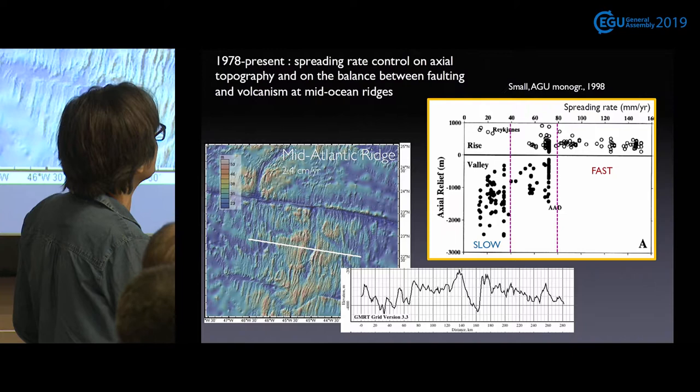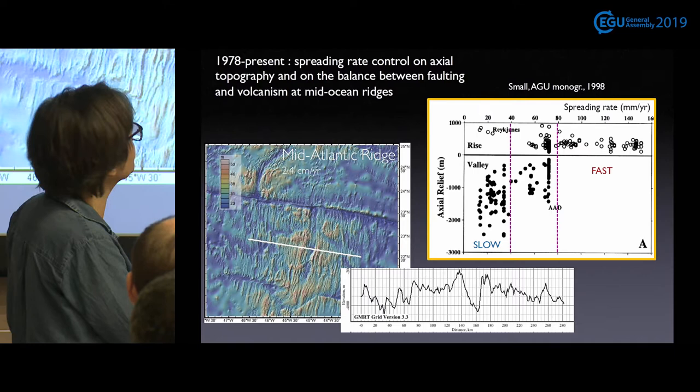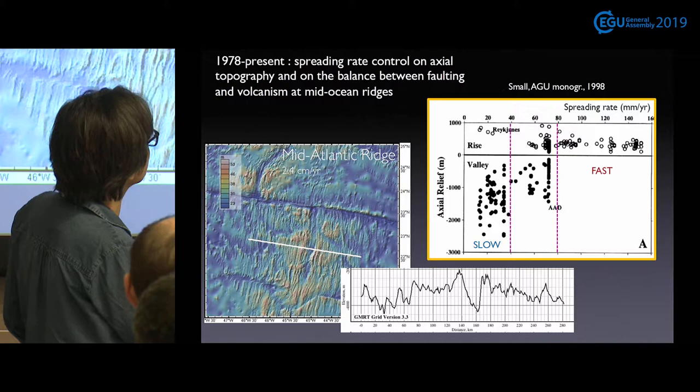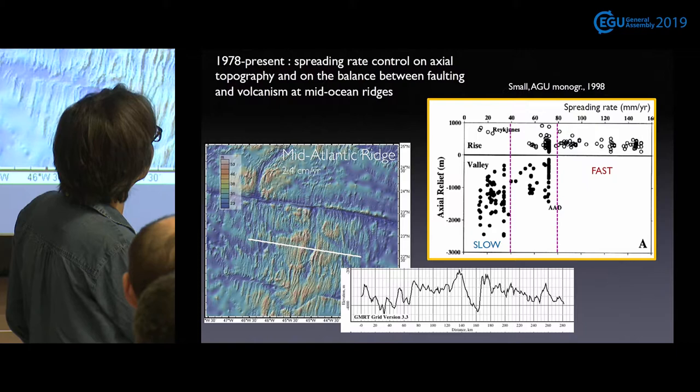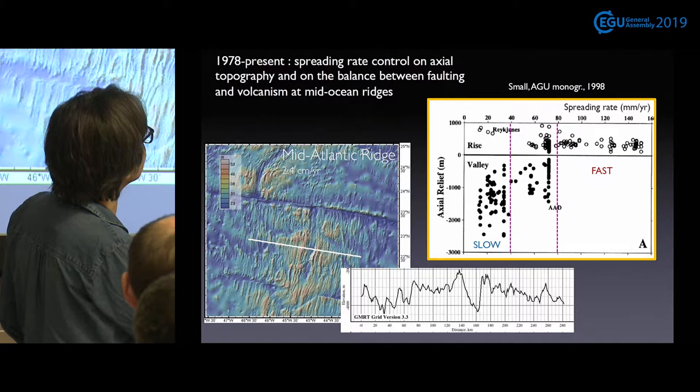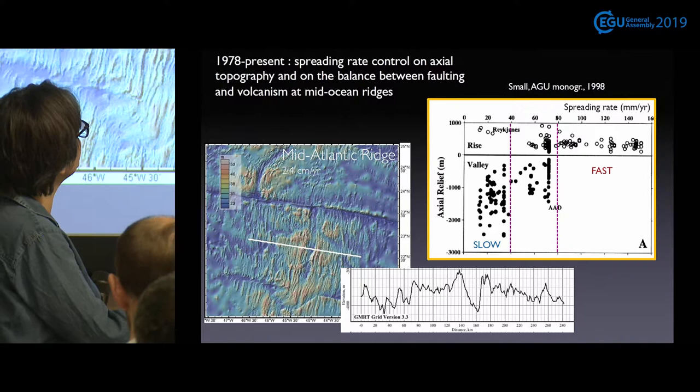If you look at ridges on present-day Earth where you never have a valley, you need to go to 8 centimeters per year. And if you want to go to places where you never have a high, well, actually, this is already old, so the best bet is to choose 40 millimeters per year. And in between, you can have one or the other.